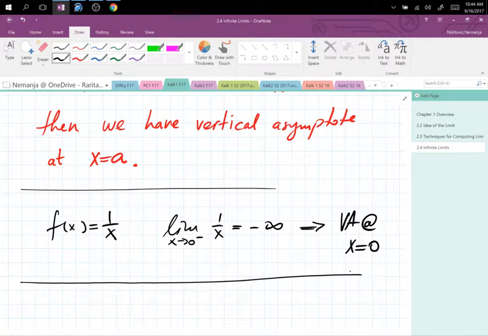So now we're defining a vertical asymptote, and the vertical asymptote is the simple limit calculation, a one-sided limit, and if you get the infinity, you have the answer there.